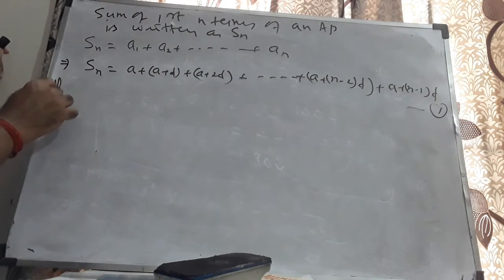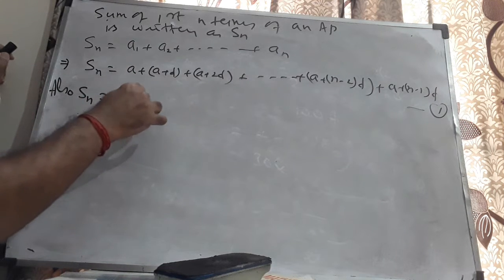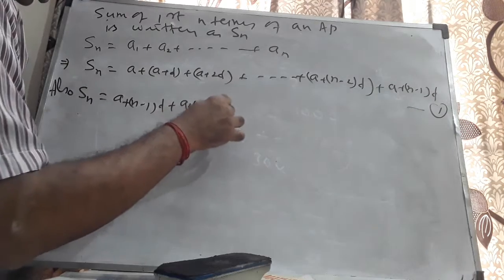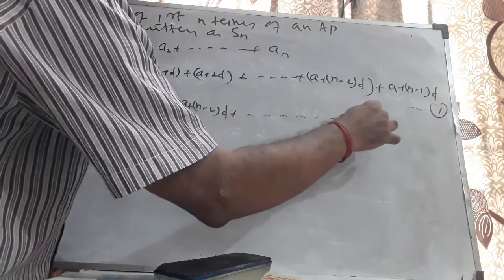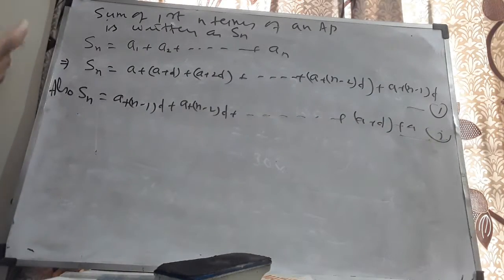Now, also Sn, I'll write in the reverse order: A plus (n minus 1) into D, plus A plus (n minus 2) into D, plus etc., plus A plus D, plus A. You know very well 1 plus 2 plus 3 up to 100 is the same as 100 plus 99 plus etc. up to 1. If you write in the reverse order and add, you will get the same answer anyway.